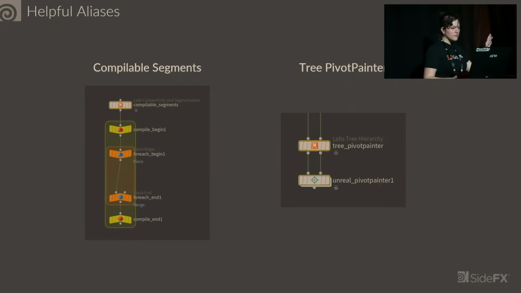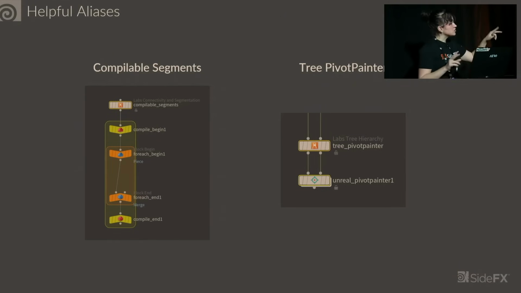And like that, we have the tree pivot painter alias, which is an alias for Labs tree hierarchy chained to Unreal Pivot Painter. What tree hierarchy does is it takes our Labs tree generator tools and extracts the mesh and the pivot points for use in Unreal with Unreal's Pivot Painter. So that's what Labs tree hierarchy does. Unreal Pivot Painter exports the mesh and the pivot points. Instead of having to chain hierarchy and then Unreal Pivot Painter after you make a procedural tree, you can just type in tree pivot painter and it'll automatically connect and configure it for you.